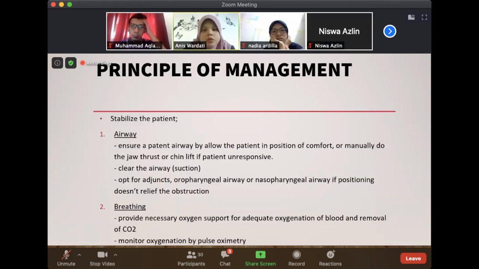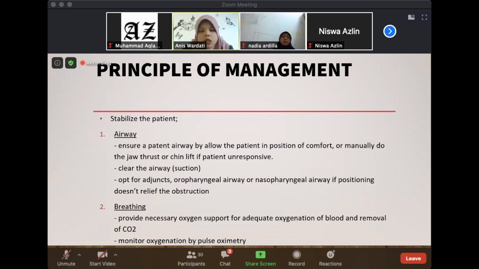So for the principles of management, in general, you need to stabilize the patient first according to the ABC. For the airway, we need to ensure a patent airway. If the patient is unresponsive, we need to do the head tilt or the chin lift maneuver. When we have established this position, we need to clear the airway by doing suction. If this position doesn't relieve the obstruction, then we need to opt for an airway adjunct, for example the oropharyngeal airway or the nasopharyngeal airway.